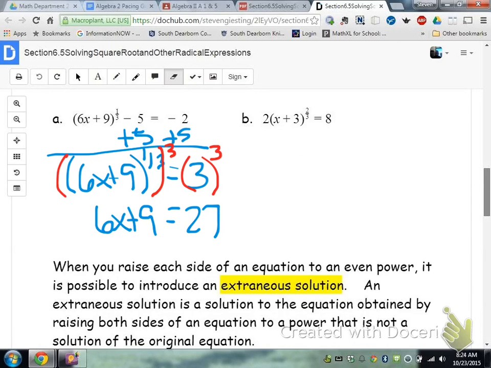From here then, we simply solve the resulting equation. Since I'm about to run out of space, what's the answer for x? 3. Is everybody okay if I don't show how to get from 6x plus 9 equals 27 to 3? Take a look at B.